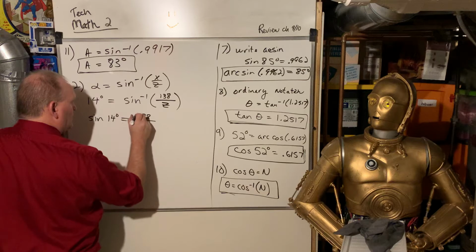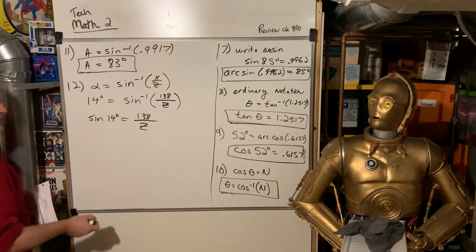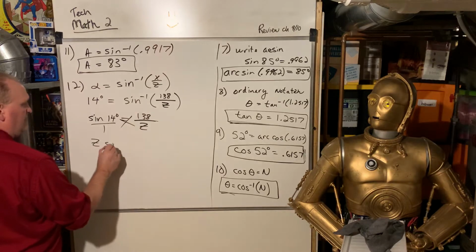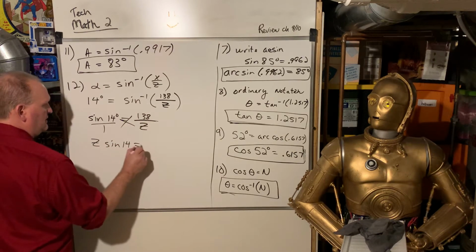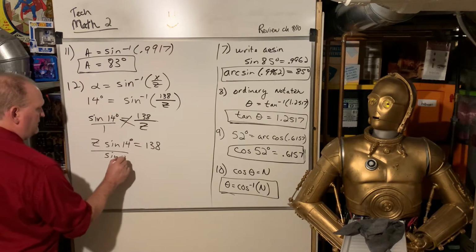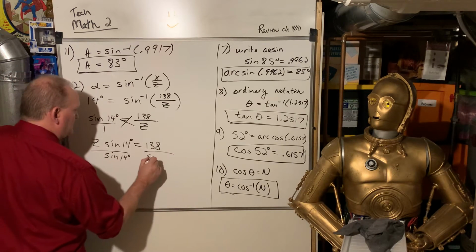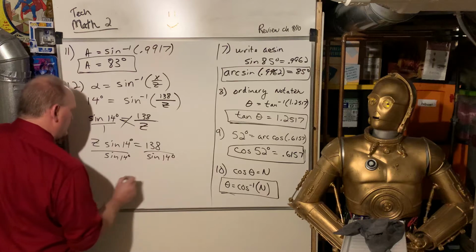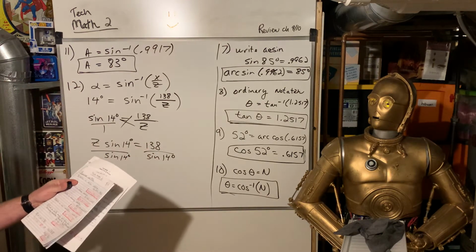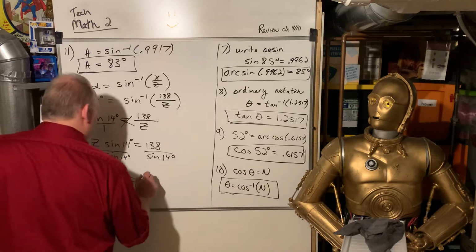And now we're back to your sweet algebra days. Cross multiply and solve. Z sine 14 degrees equals 138, and divide by sine 14 degrees. So z is equal to 138 divided by the sine of 14 degrees. That is 570.4.